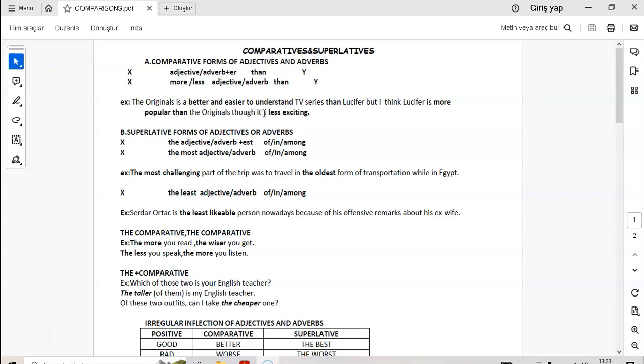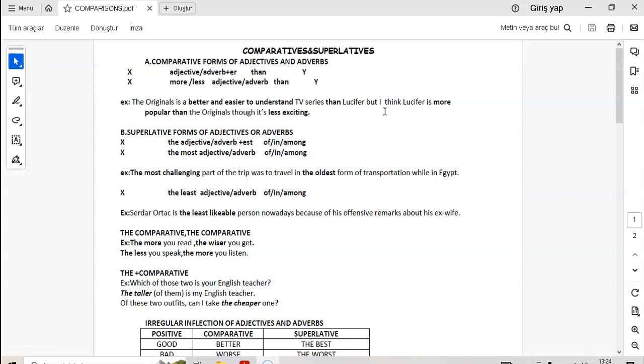What about the superlative forms? In the superlative, you don't have X and Y, you don't have two things to compare. You take someone or something or somewhere, and you compare it to the other people, the other things, or the other places within the same category. Let's see how I can create it.